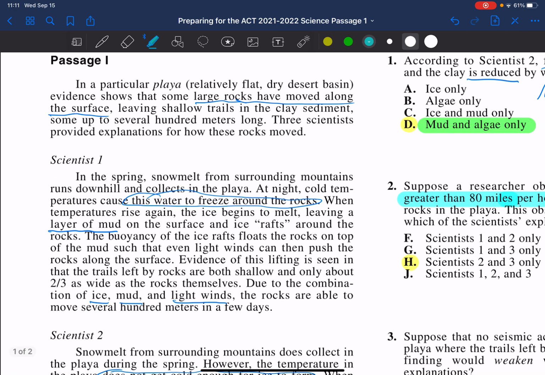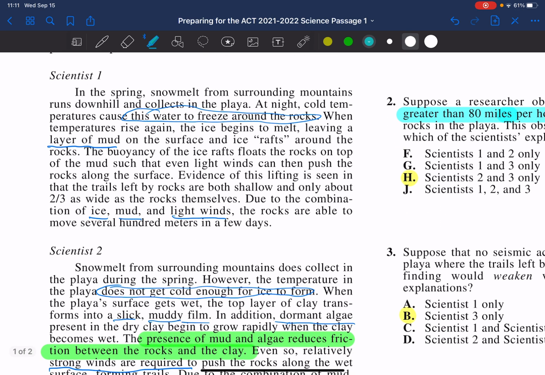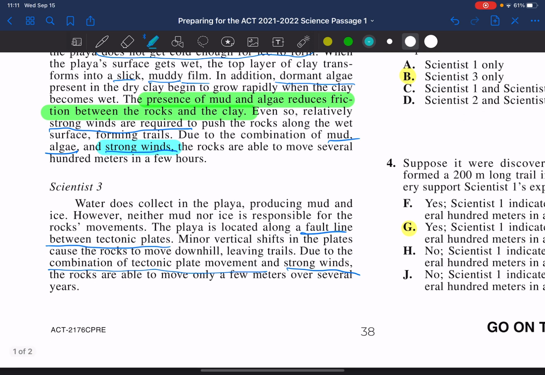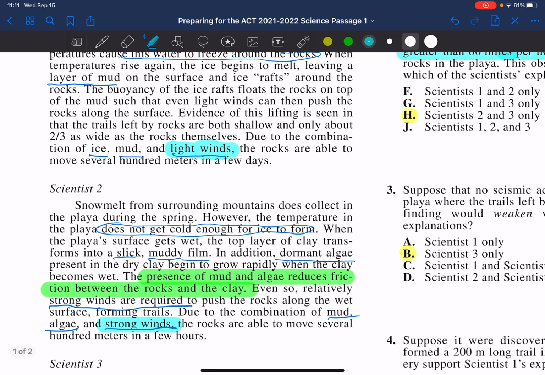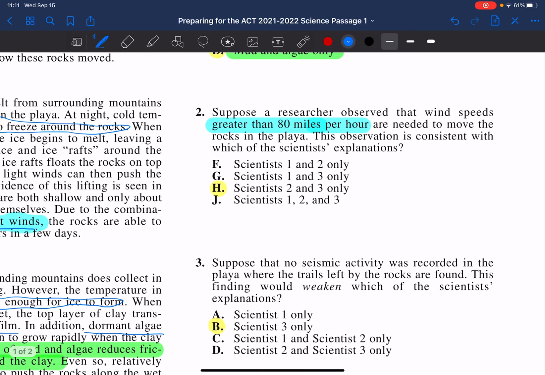Now let's look back, because we didn't highlight anything about wind with these scientists, but let's take a look. Scientist 1, they mention light winds. Scientist 2 mentions strong winds. And scientist 3 also mentions strong winds. Well, here's a question where you actually have to know a little something, that 80 miles an hour, well, that is a pretty strong wind.